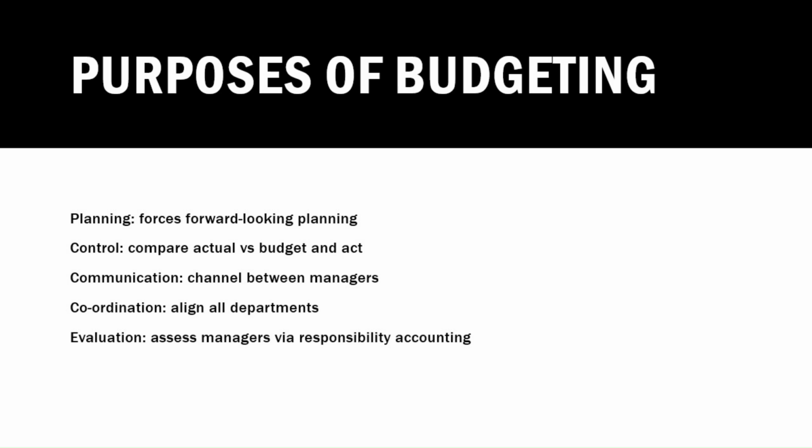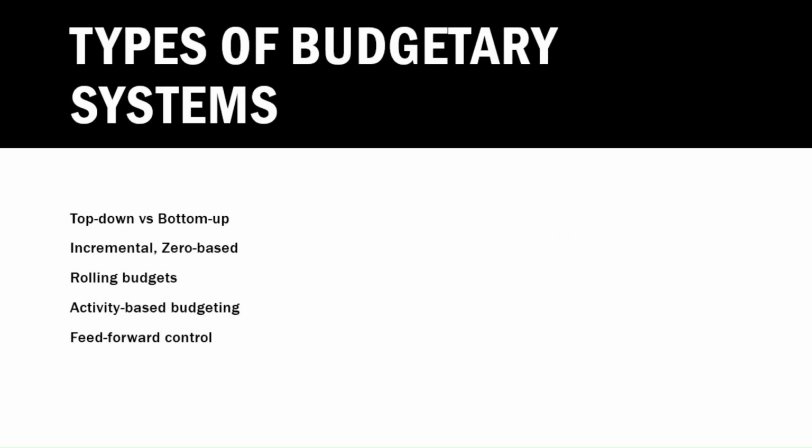There are many systems. Top-down is led by senior management, while bottom-up involves junior managers. Incremental use is last year's budget plus adjustments. Zero-based starts from scratch. Rolling updates the budget continuously. Activity-based uses cost drivers rather than departments. Feed-forward control anticipates problems before they occur.